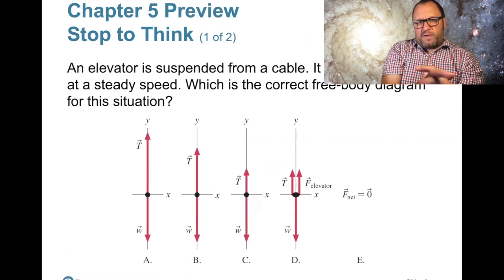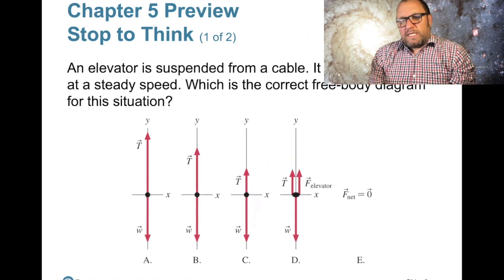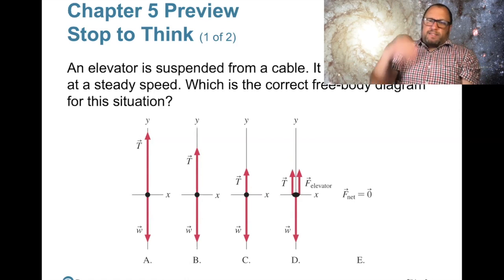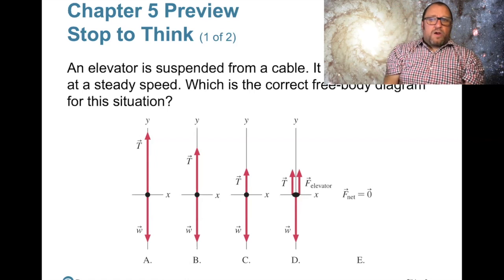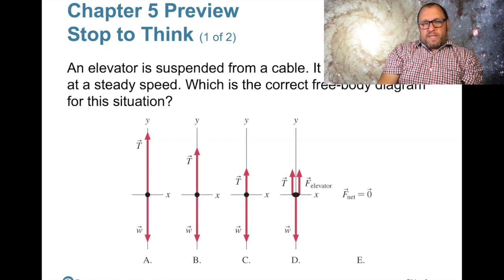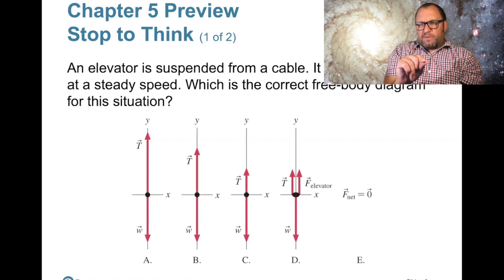Okay, so an elevator suspended from a cable. It is moving upward at a steady speed, which is the free body diagram in this situation. Okay, so an elevator is suspended from a cable. It's moving upward at a steady speed, which is the correct free body diagram for this situation.